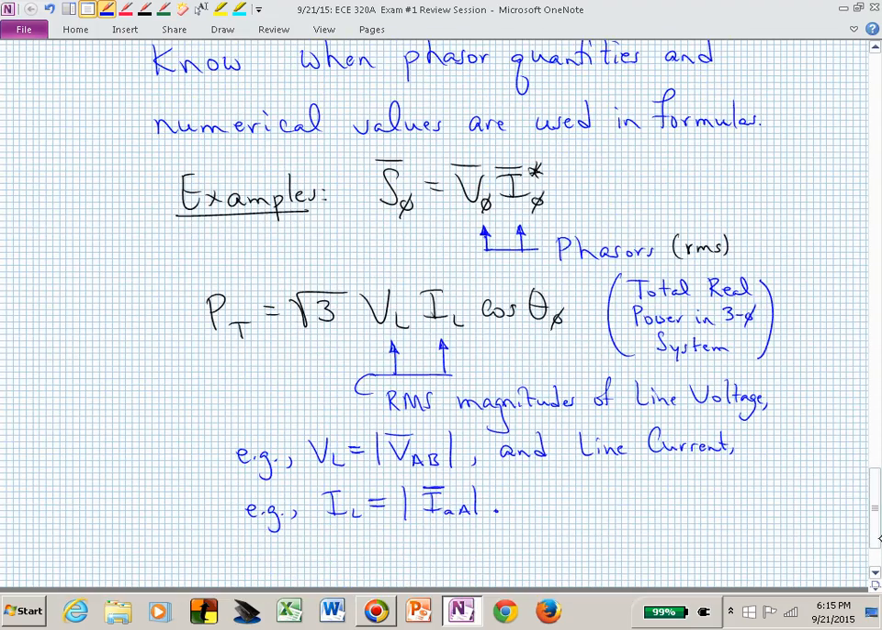Questions on key words. What did I forget? I could have forgotten something, but I want you to start to become alert when those words are used, so that you can put them in the right location or use them properly. Questions on that?